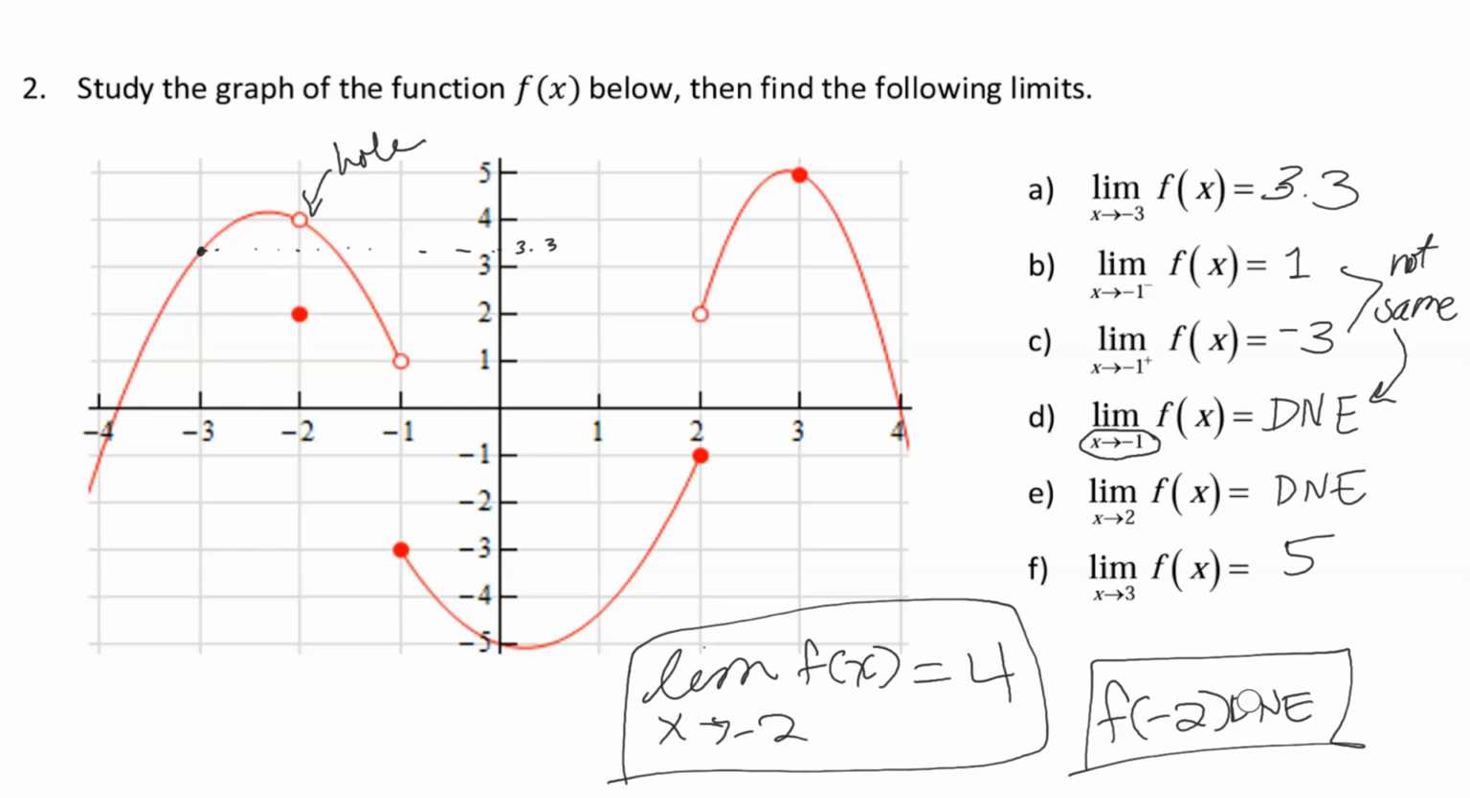Actually, f of -2 is not that it doesn't exist there. It's actually this value right there, and that is f of -2. I missed that point there, it is 2. So even though f of -2 is 2, the function has a limit of 4 at that point.